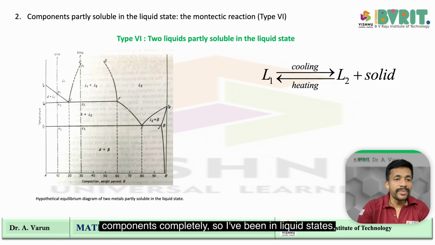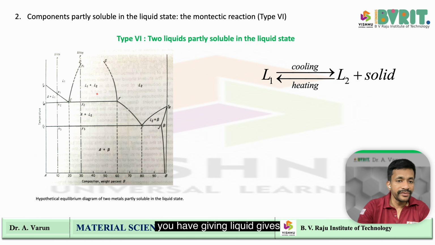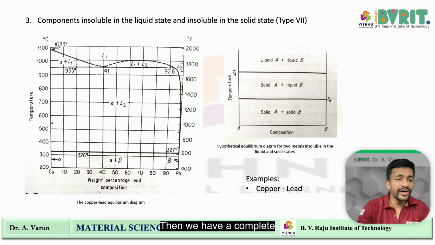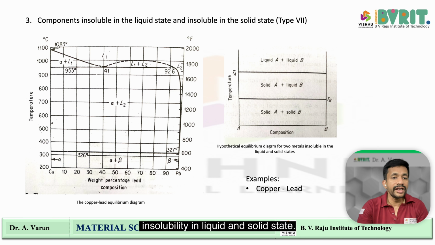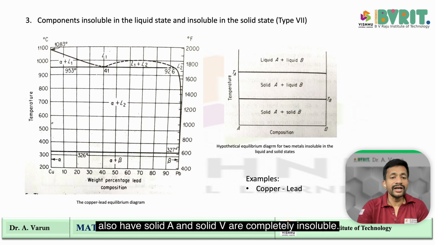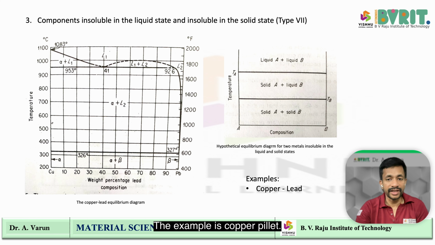Next is about the components completely soluble in the solid state but partially soluble in the liquid state, which is nothing but the monotectic reaction. So you have liquid not completely soluble, and this liquid gives rise to a new liquid and a solid, called the monotectic reaction. Then we have complete insolubility in liquid and solid state. So you can see in this region, both the liquid A and the liquid B are not soluble, and you also have solid A and solid B completely insoluble. The example is copper and lead.